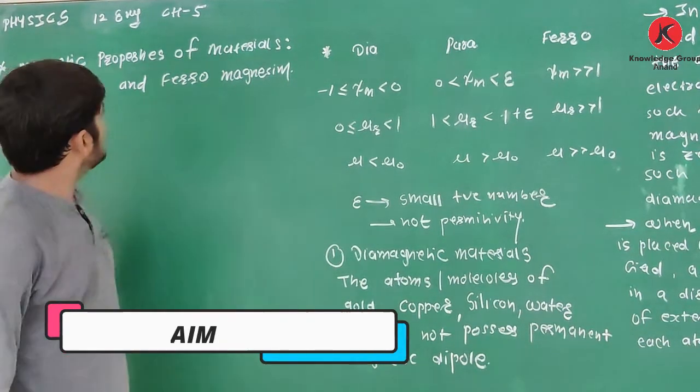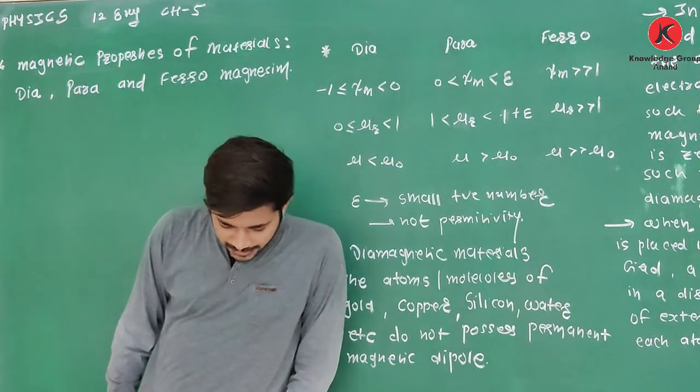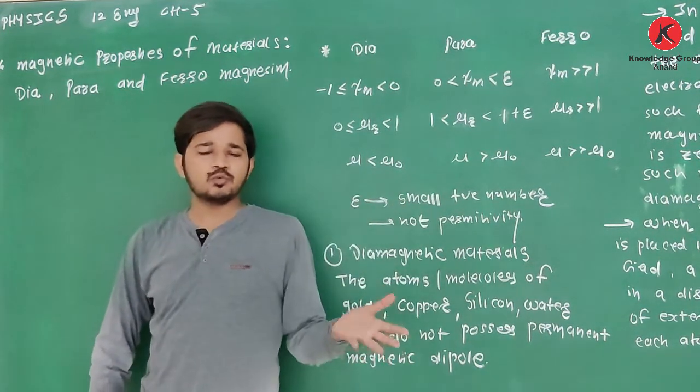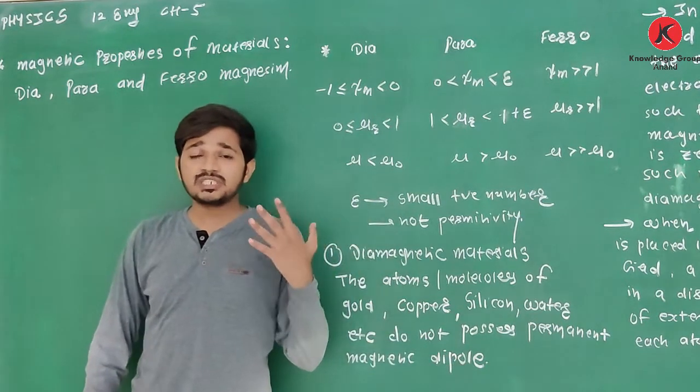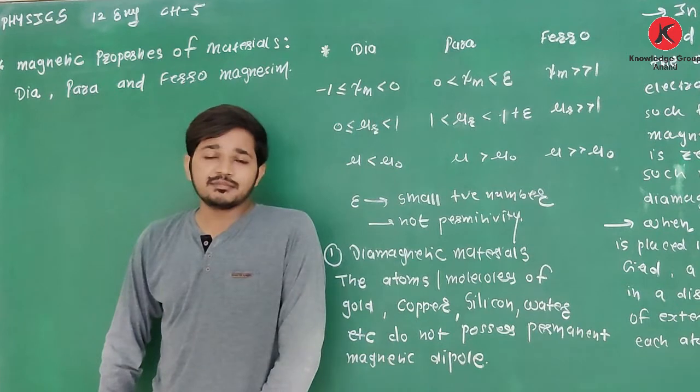Good morning, students. Chapter 5, Magnetism and Matter. We are discussing from the first: what is magnetism, what is magnetic material. So in this lecture we will understand what is magnetic material.